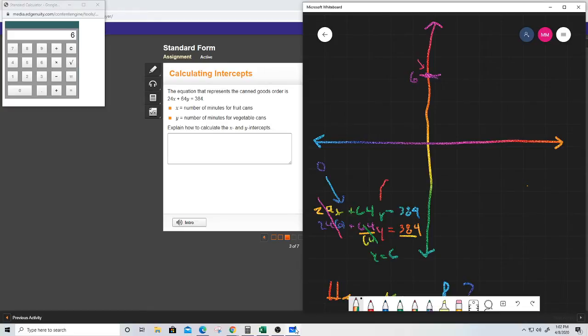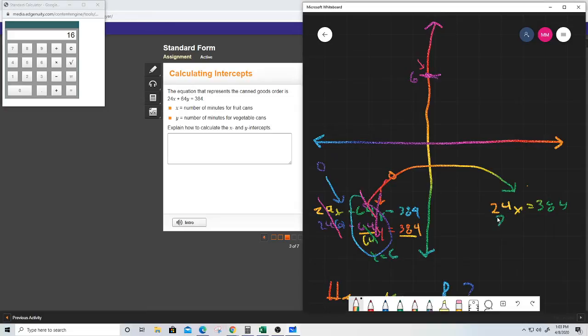Now, how do you think we find the x-intercept? We just put a 0 in for y. That means we're not going to go up or down. We're going to be on this line, which is exactly the x-intercept. So that'll be 24x equals 384, because this all goes to 0 over here. Now, what's 384 divided by 24? Don't be messing with me, calculator. 16.